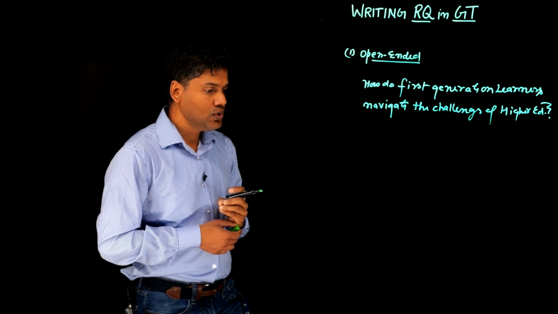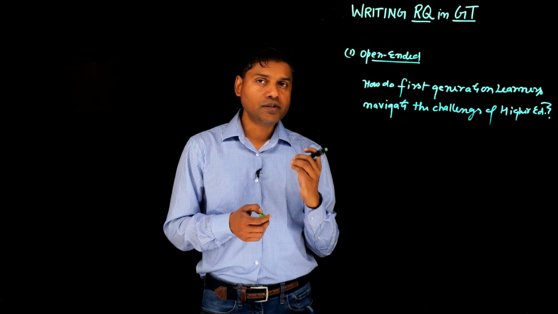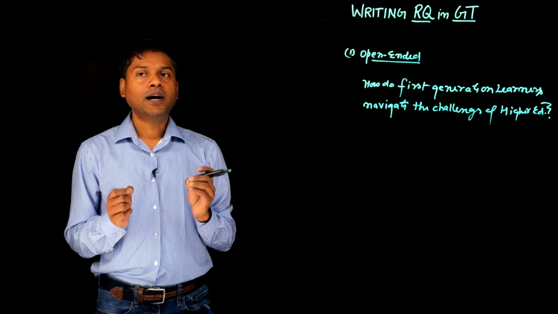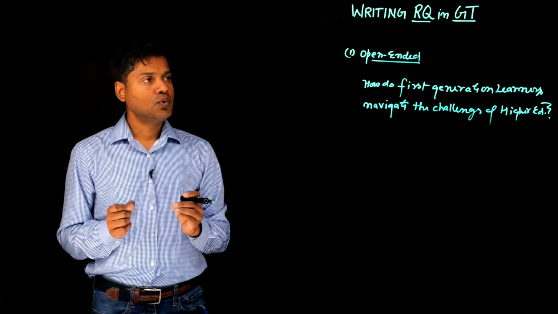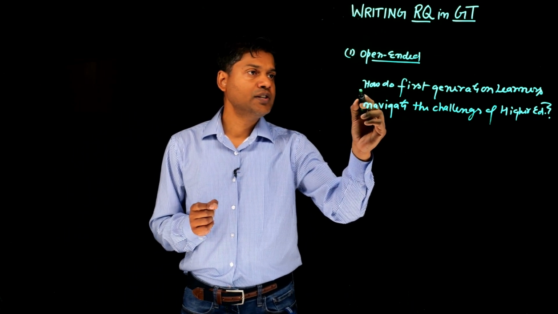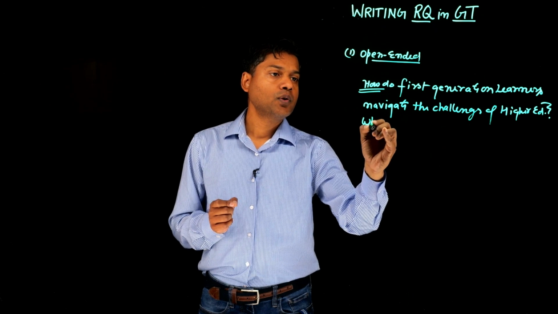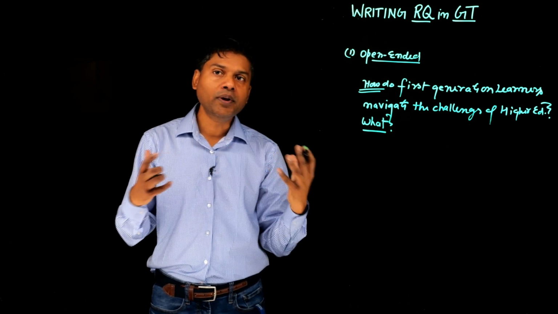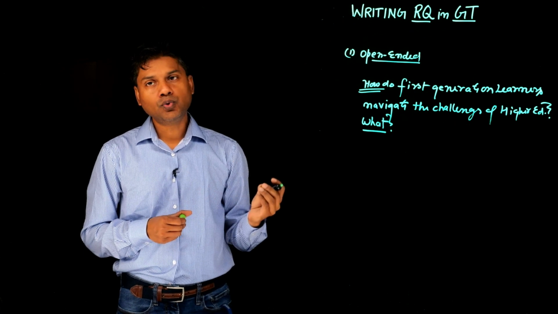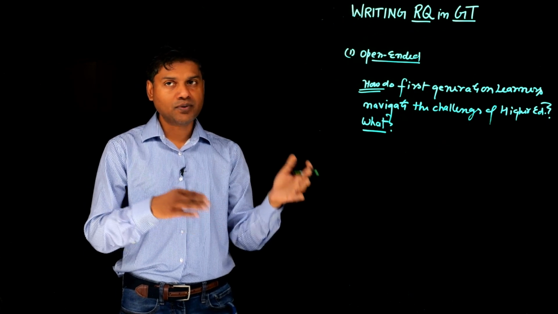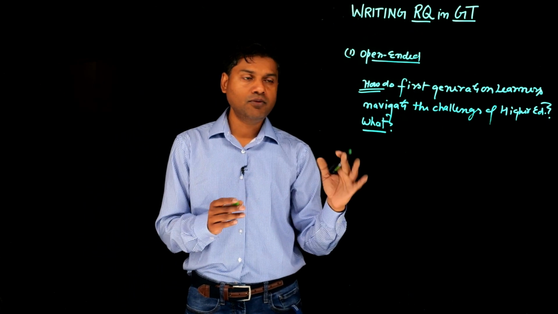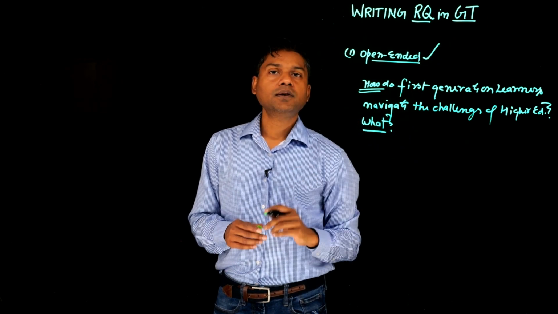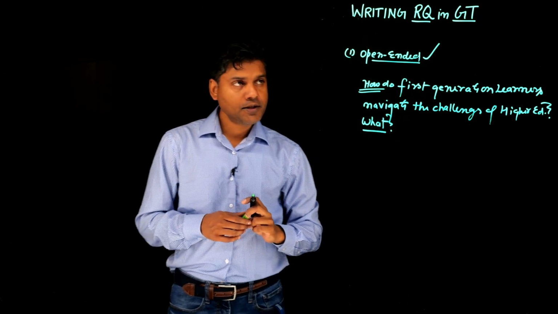So whenever you think about your research question for your grounded theory, always think about how to frame your question with words such as how, what. So make it more open-ended rather than closed-ended. Is there a relationship between variable 1 and variable 2? Not those kinds of questions. So your question should be open-ended.